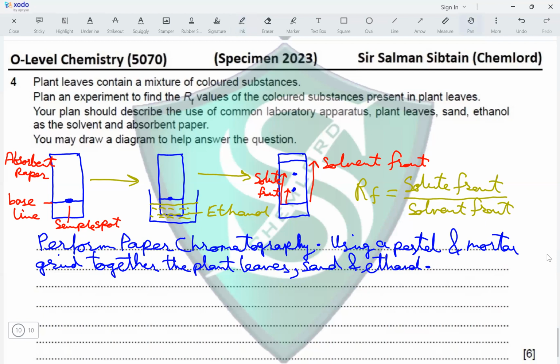Once you have properly ground them, right? Then you need to remove any additional ethanol. You throw it away, you decant it, right? Decant additional liquid present. This is not pure ethanol. This will also have extracts of plants in it. So decant additional liquid present.